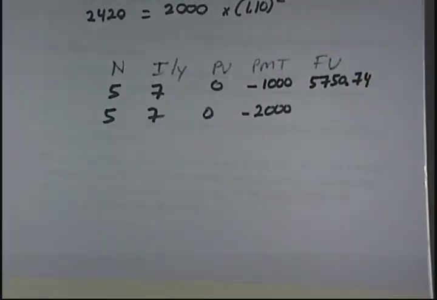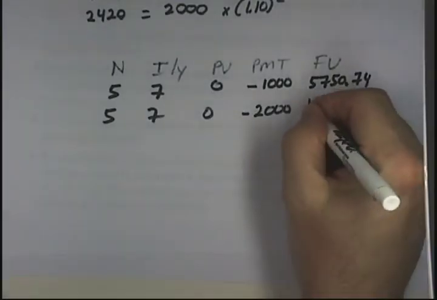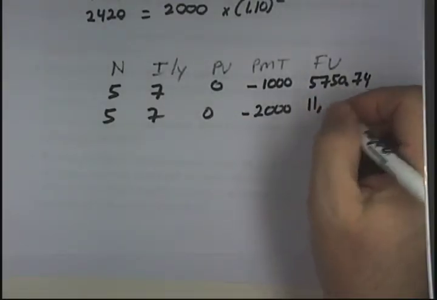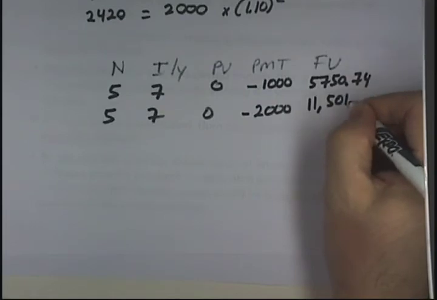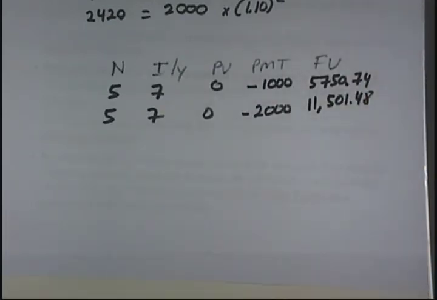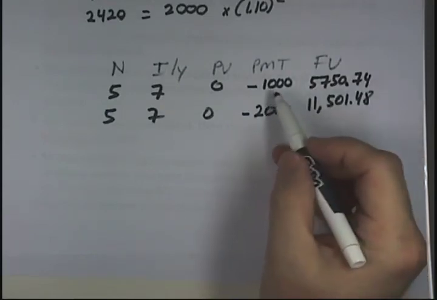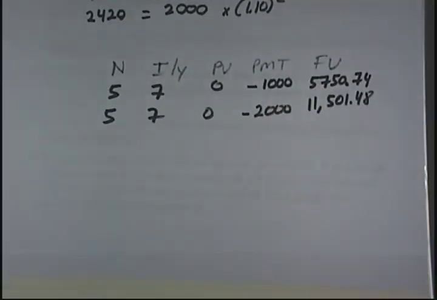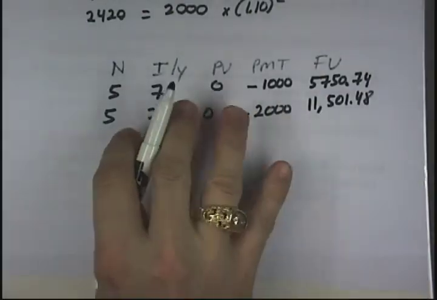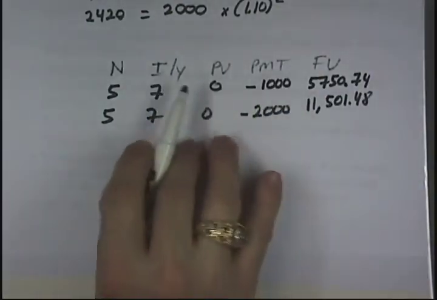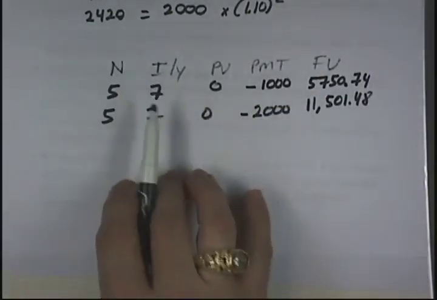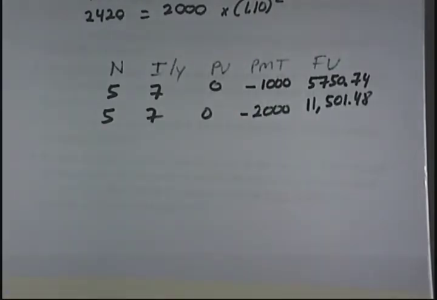And if we double that payment amount to $2,000 and leave everything else the same, then the future value grows into $11,501.48, which is exactly double our result when we invested $1,000 per period. Now that's not scientific, and we should prove that algebraically, but an example using multiple periods with the same rate and doubling the payment is probably enough to convince us that future value would be doubled.